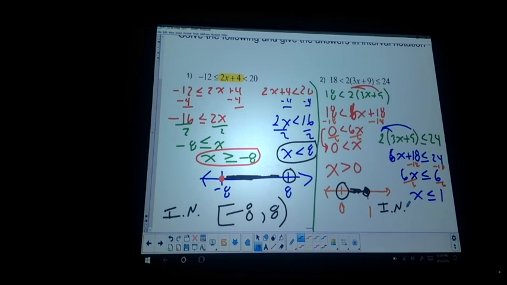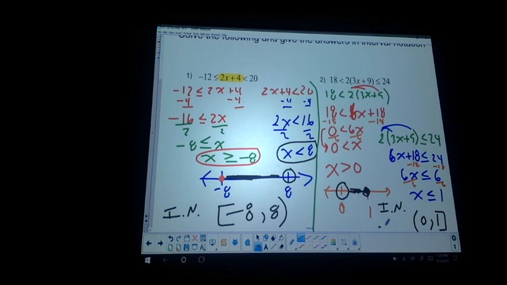Let's write this as interval notation. How do I do it? Square 0? Is it a square 0 or a rounded? Rounded because I don't include it. So 0, and then 1, and square. Good. Done.